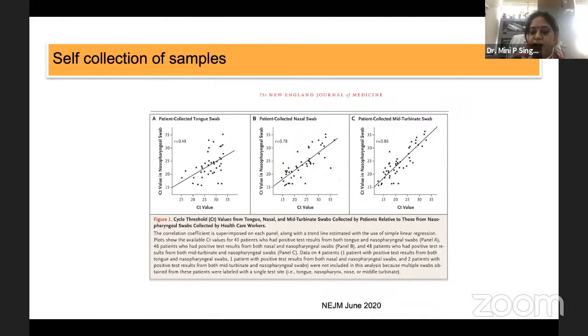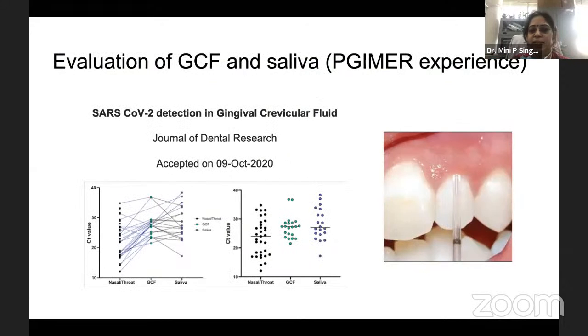So this would avoid the use of unnecessary PPE. The patient can self-collect the samples, and somebody outside the door can be handed over these samples for processing. So this was one of our own experiences from PGI.